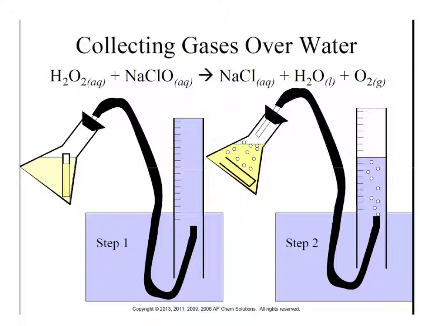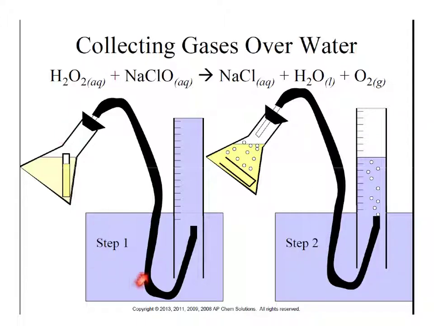two things react that produce gas, so for example, we've got hydrogen peroxide and sodium chlorate right here. When we react those, we get sodium chloride and water. If we wanted to collect this oxygen, if we were just to mix them in an open flask, poof, the oxygen would go everywhere. So in order to collect pure samples of gases, we collect them over water.